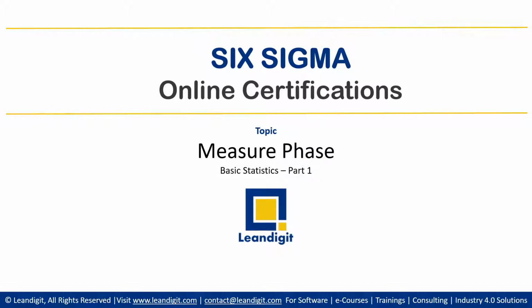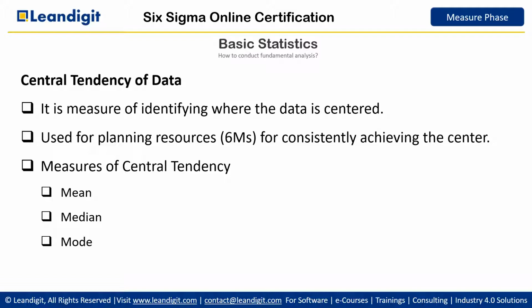We are on the topic Major Phase Basic Statistics Part 1. We are going to talk about central tendency of data. Central tendency is the measure of identifying where the data has center. It is basically used for planning resources, for consistently achieving the center. The resources mean 6 M's, which is man, machine, material, method, measurement system, and mother nature. The central tendency is measured by 3 methods, which is mean, median, and mode. We will discuss each of these 3 measures one by one.